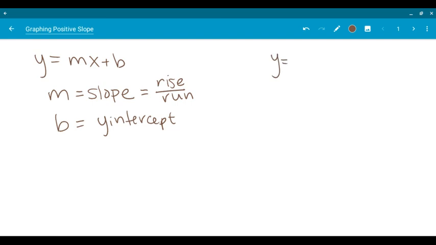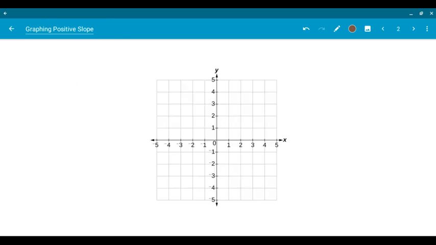So if you have y equals 3x plus 2, your slope is going to be 3. So your slope is always the number that's with the x. And then your y-intercept is going to be 2. All right, so let's try graphing one.